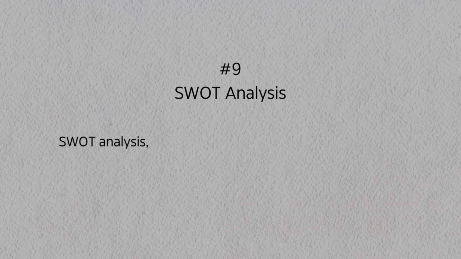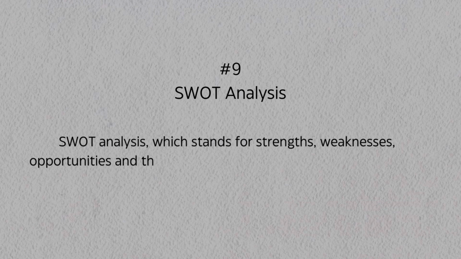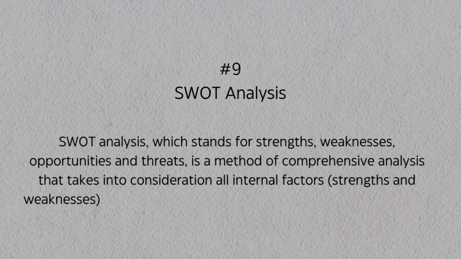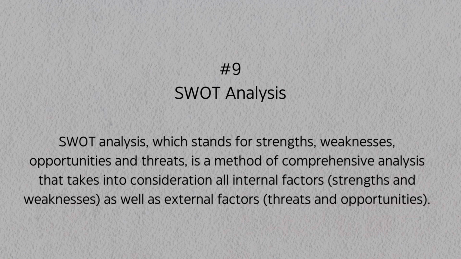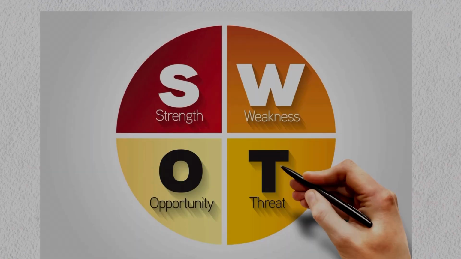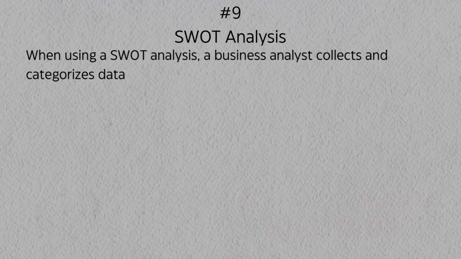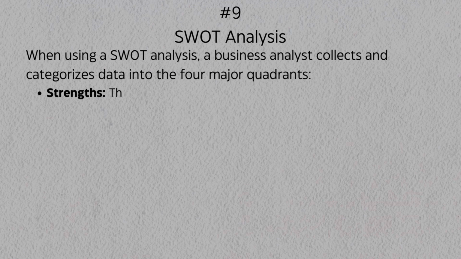Number 9 is SWOT analysis, which stands for strength, weakness, opportunity and threat. This is one of the most comprehensive methods used by business analysts, and it takes into consideration all internal factors, which is your strengths and weaknesses, as well as the external factors, which is threats and opportunities. So SWOT can be done at any project level, and it takes a page and divides it into 4 quadrants.